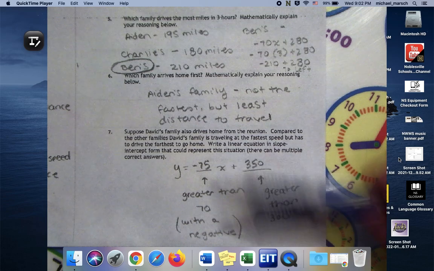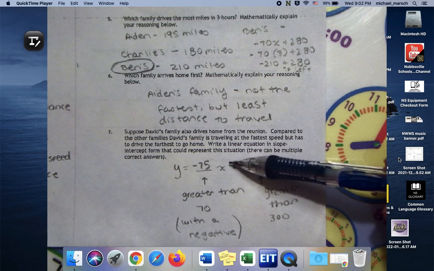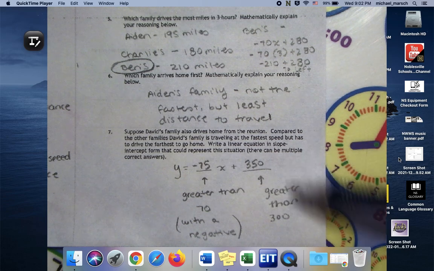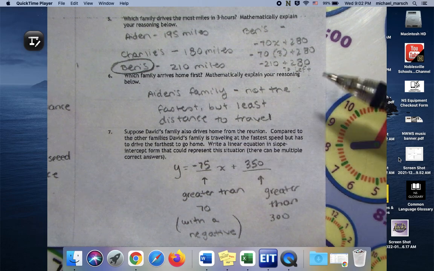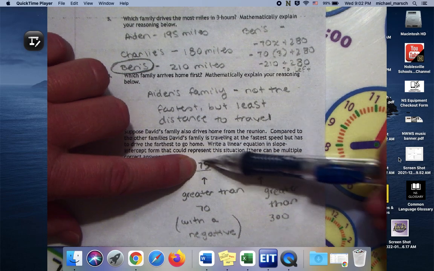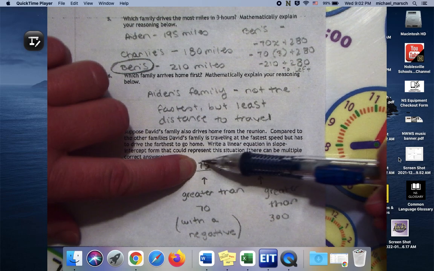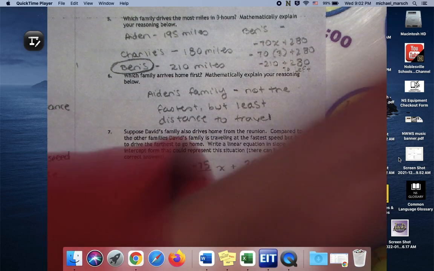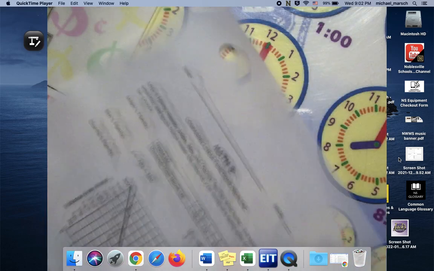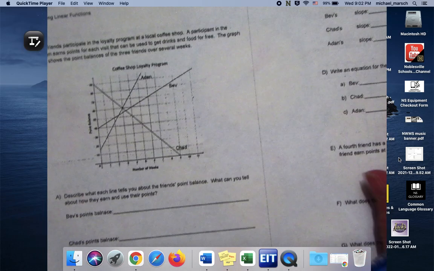As long as these match up, as long as it fits the criteria, then of course it would be accurate. And I know this is confusing with this negative here, but remember we're just talking about the absolute value. The reason it's negative is because they're getting closer to home as opposed to getting further away from somewhere. All right, back. Here we go. Comparing linear functions.